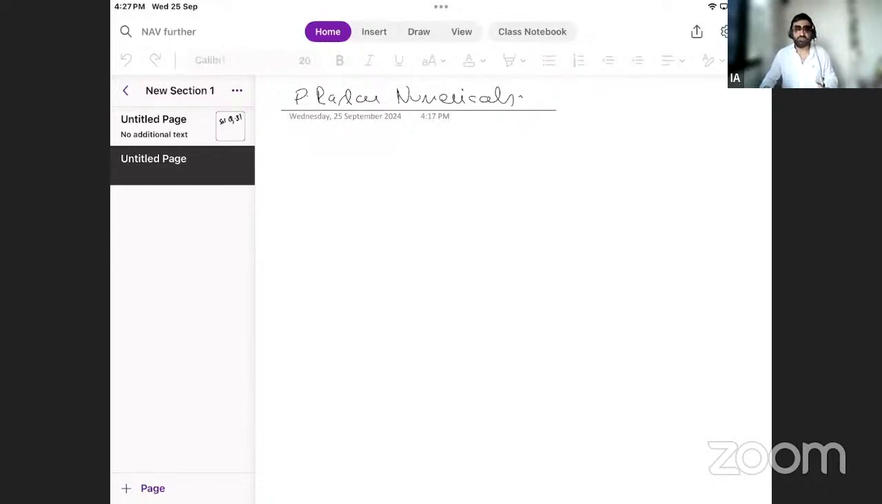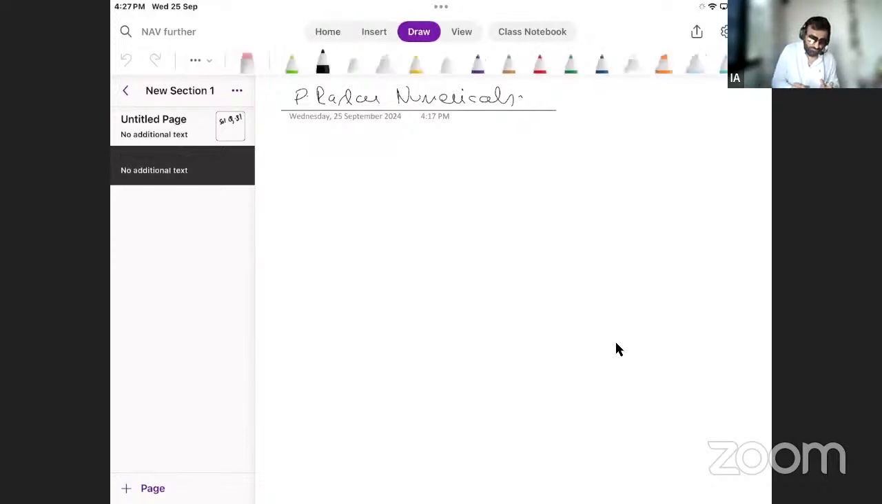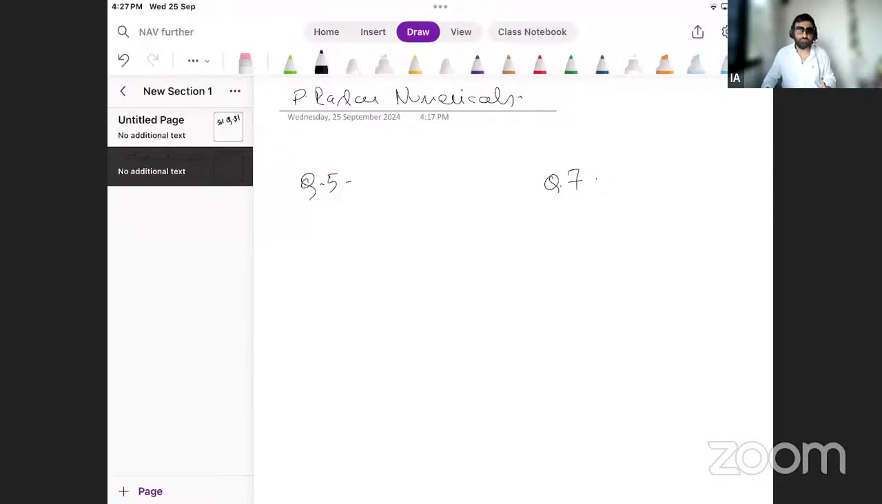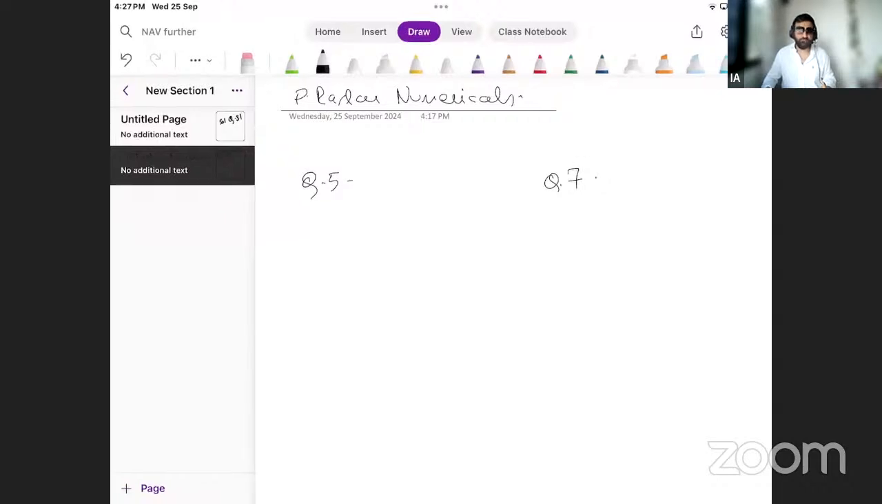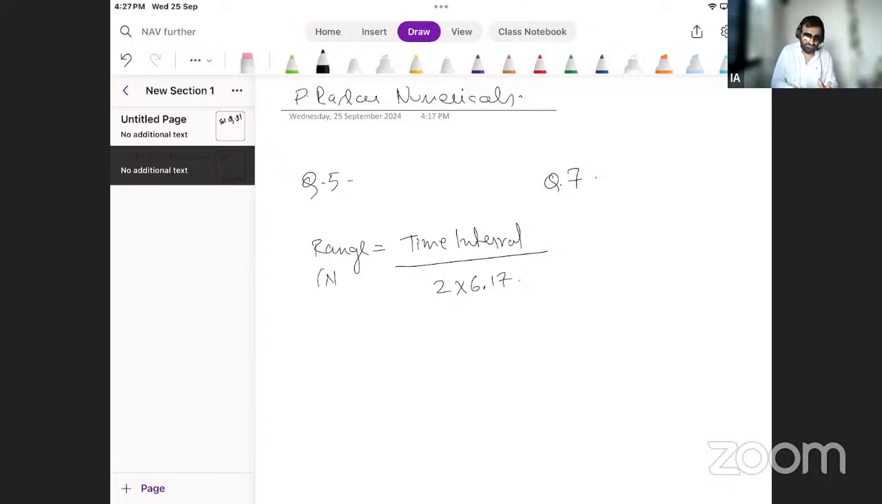My question number 5 and my question number 7, the formula for both is going to be the same, and I'm just giving you the formula. Please ensure you know the formula. The formula that we are going to use to find range will be range is equal to time interval upon 2 into 6.17 correction, 2 into 6.17. This range is in nautical miles.